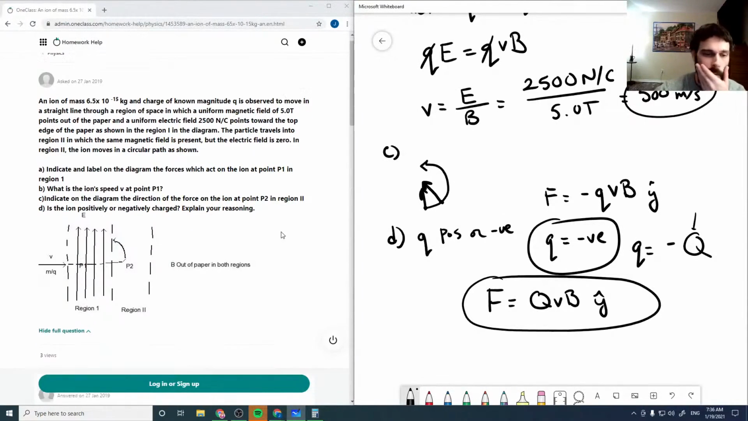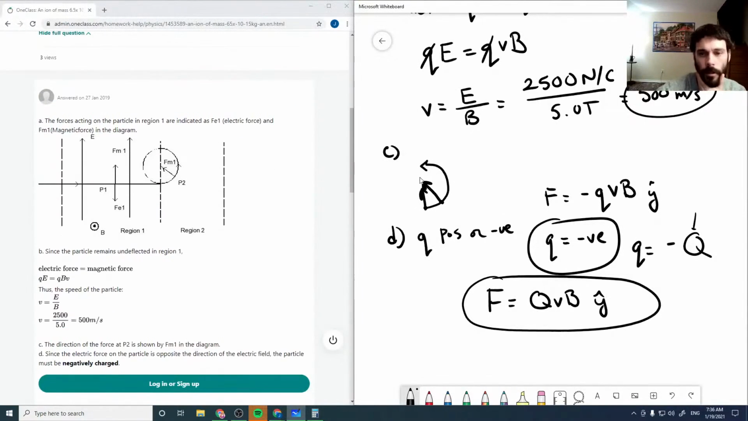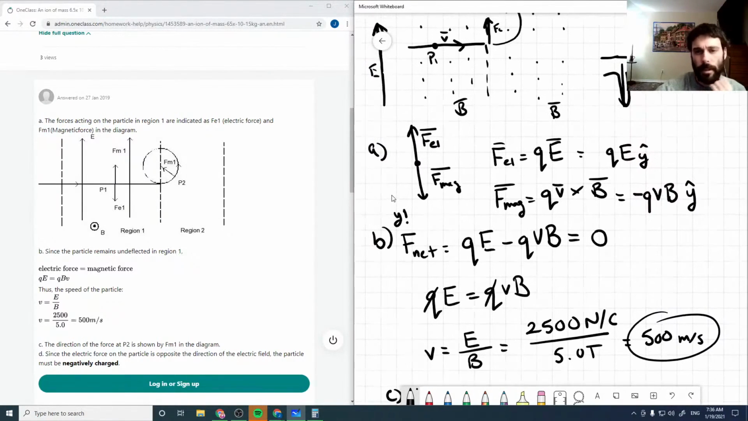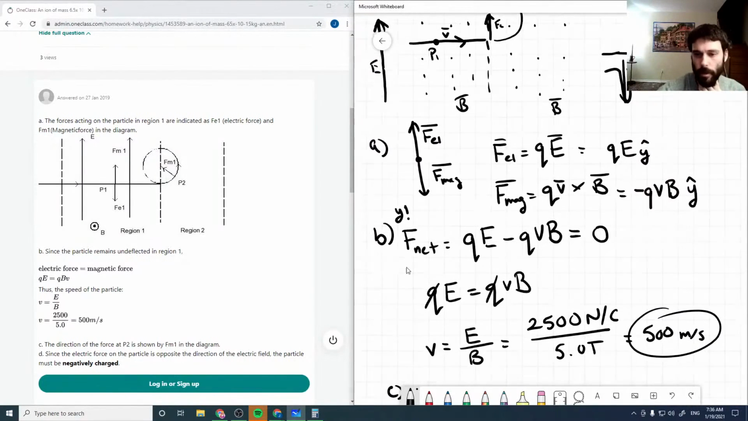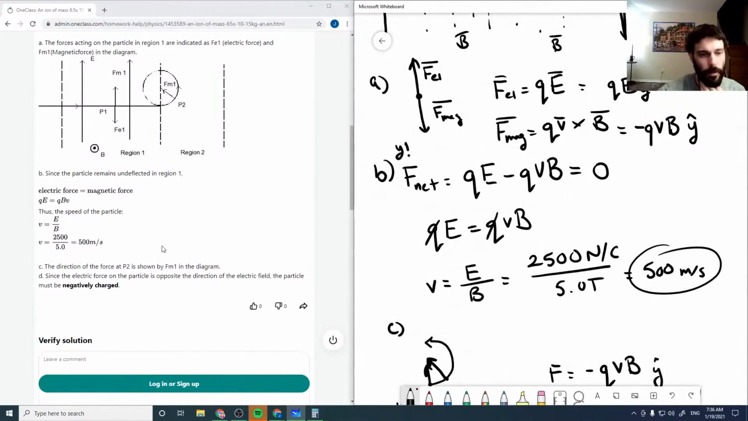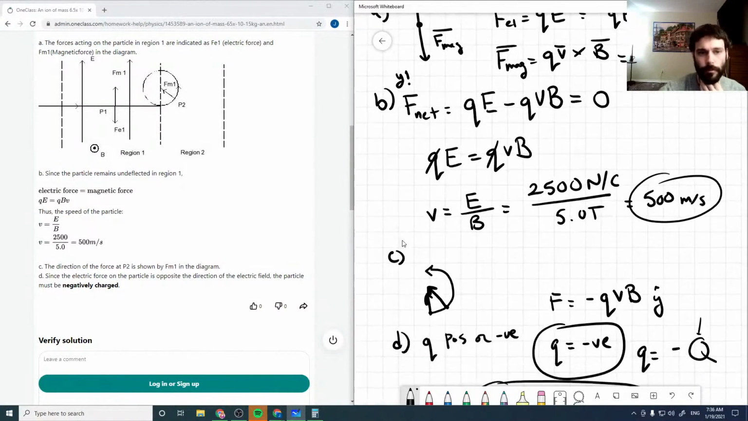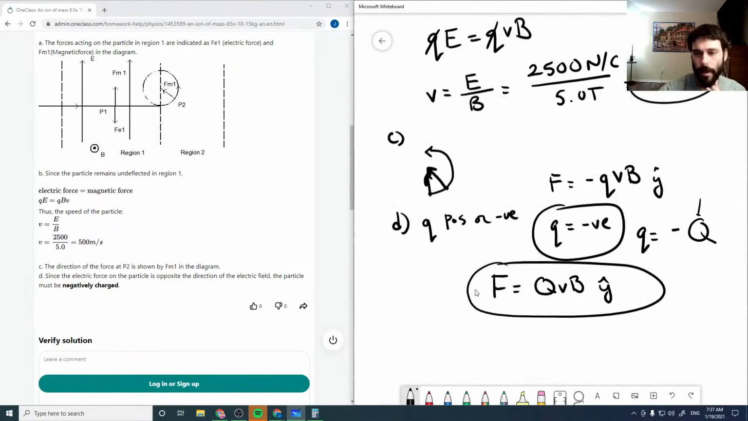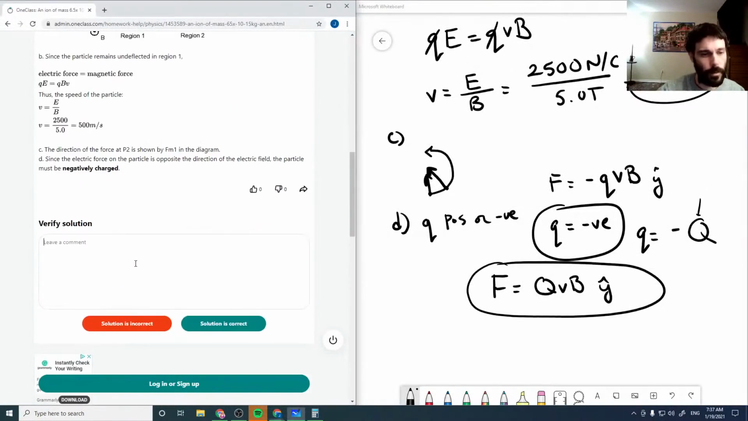Okay, so now checking through our solution here. We get an electric force and a magnetic force, which are directly opposing each other. We can use this to solve for a velocity of 500 meters per second. Our direction of force at P2 must be centripetal, so it must point towards the center of the circular motion. And for this to be the case, it has to be a negative charge. And so that looks good.